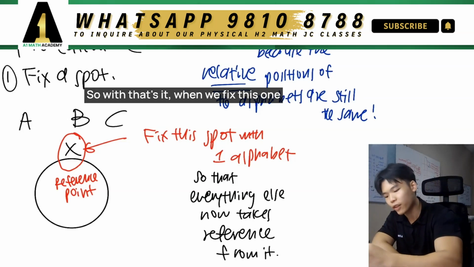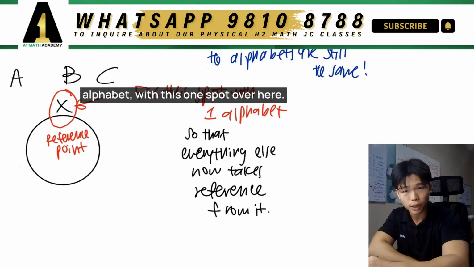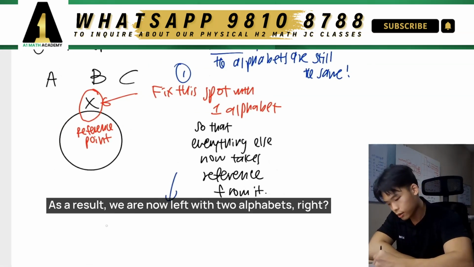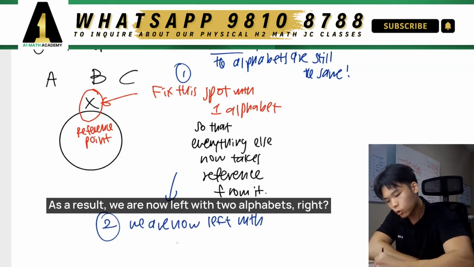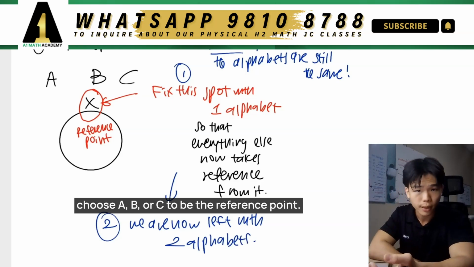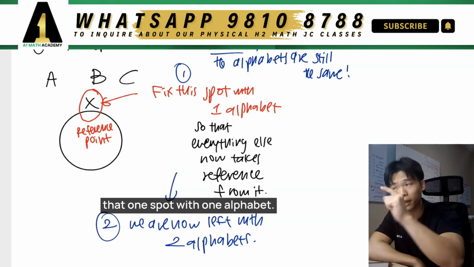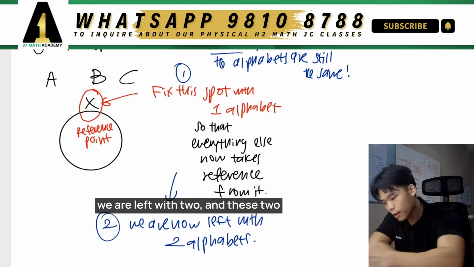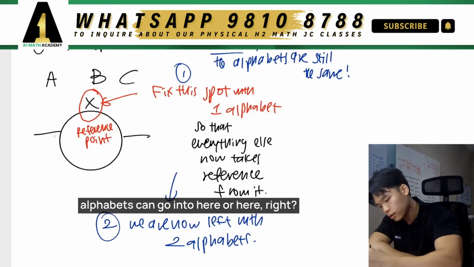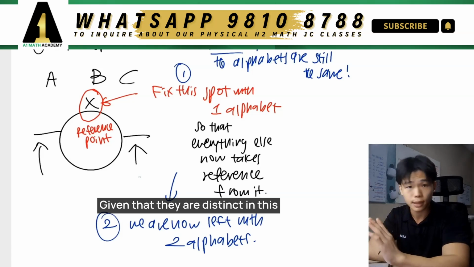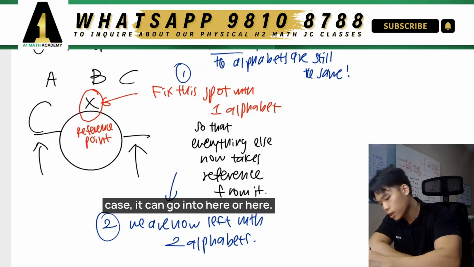So with that said, after we are done with this first step, we are now left with 2 alphabets. It doesn't matter whether we choose A, B, or C to be the reference point. We just know that we need to fix that one spot with one alphabet. After we do that, we are left with two, and these two alphabets, given that they are distinct in this case, can go into here or here.